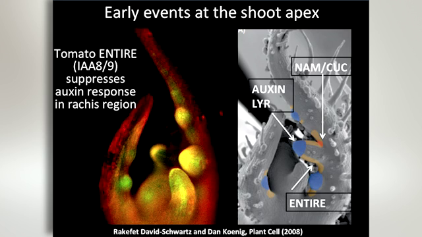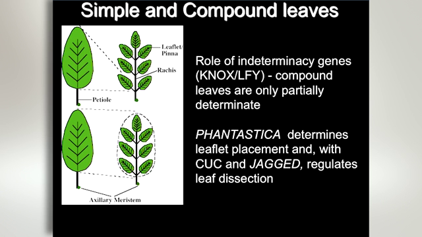Dan also showed, as part of this paper, that the reason we don't have these things coming together normally is because the tomato ENTIRE locus, which codes for an auxin response factor, actually suppresses auxin response in the various regions. And this prevents all the blades from folding into each other. So then, to circle back to this idea of what is the difference between simple and compound leaves, I alluded before that the role of indeterminacy genes suggests that compound leaves are only partially determinate structures. And then I showed you that several genes that regulate various aspects of blade outgrowth are involved in the process of making compound leaves, suggesting that this is not an either-or scenario.